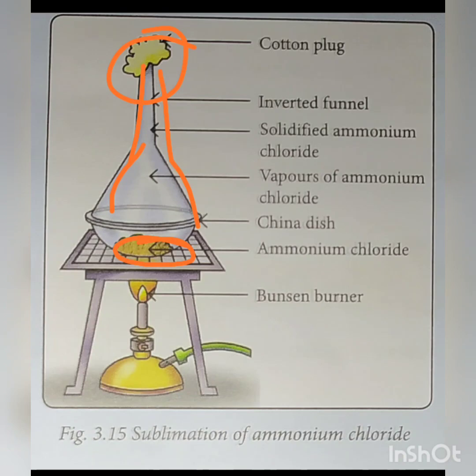Now we heat the china dish by using a burner. We observe that ammonium chloride changes into white vapors. We will observe that when the vapors come in contact with the cold inner walls of the funnel, they again get solidified into ammonium chloride. Thus we can conclude that ammonium chloride undergoes sublimation on heating and solidification on cooling.